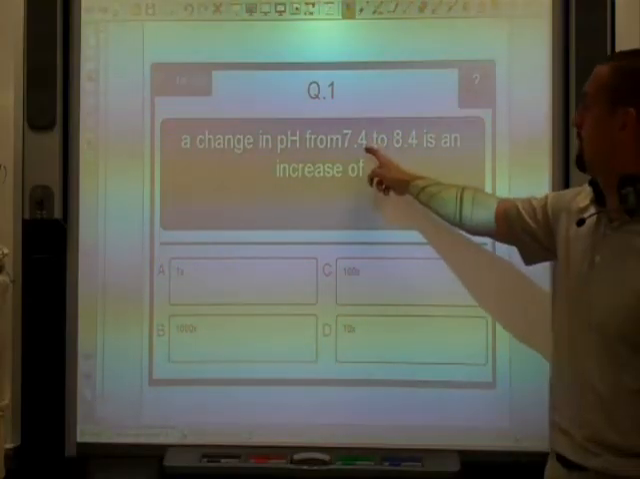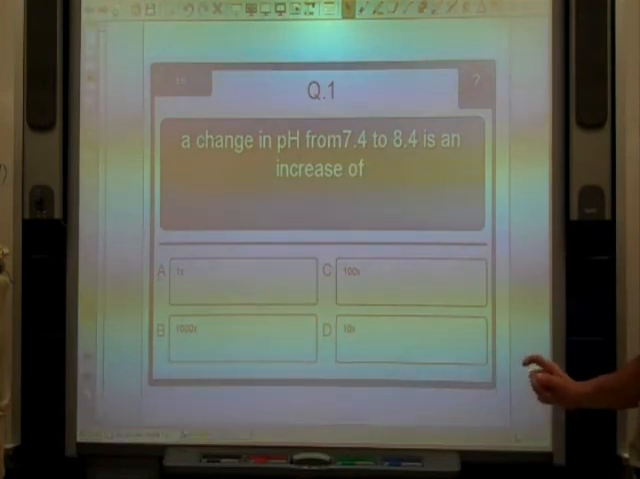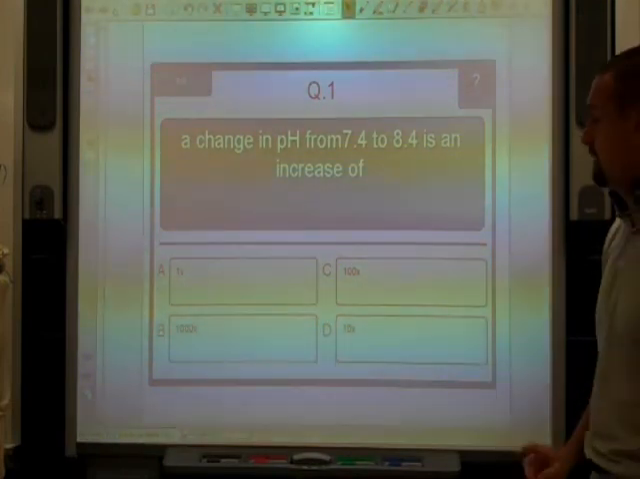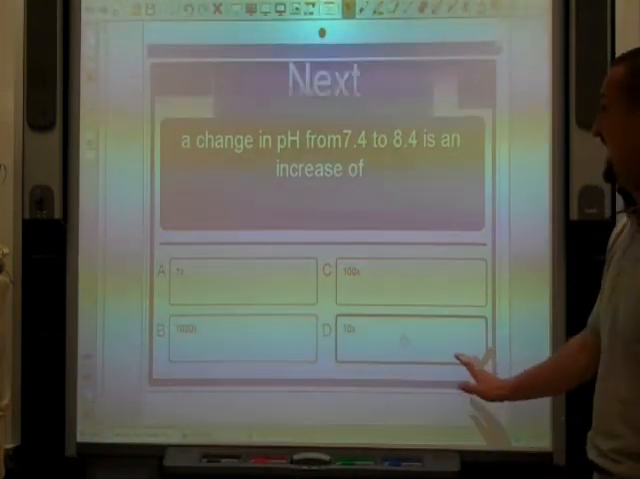So a change from 7.4 to 8.4 is actually an increase. Remember, it's a logarithmic scale of 10.